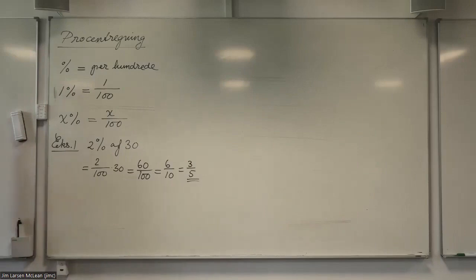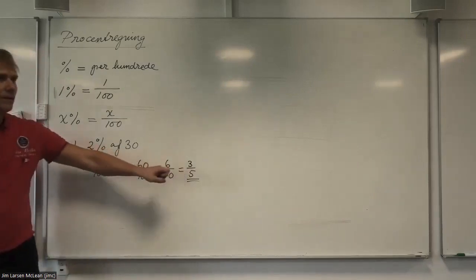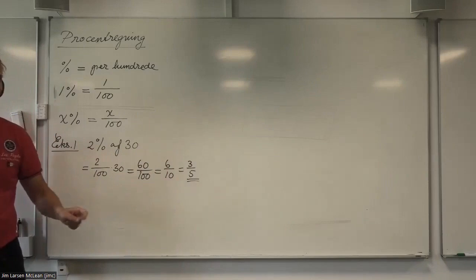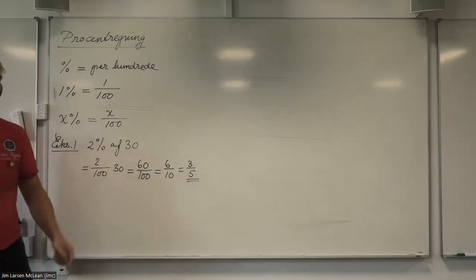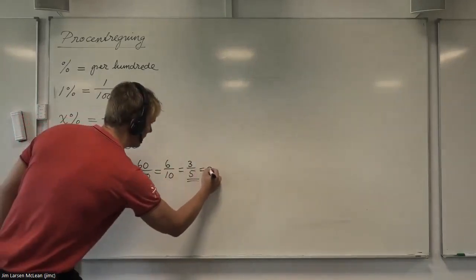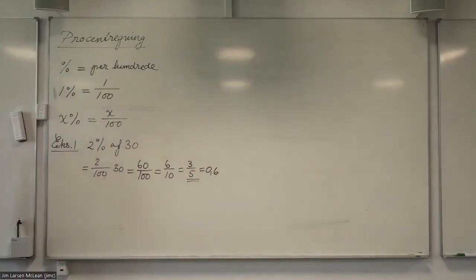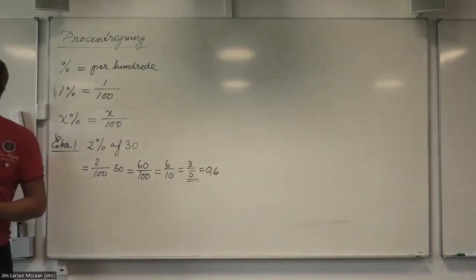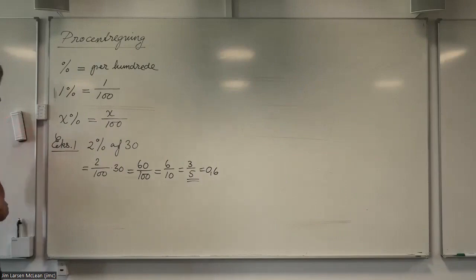And if I feel like it, I can also write it as 0.6, because 1/5 is 0.2, and I have 3 of those. 0.2 plus 0.2 plus 0.2 must be 0.6. So I can also write it as 0.6. You see, percentage calculation becomes super easy once you learn to use the rules. Then you know what you're doing.